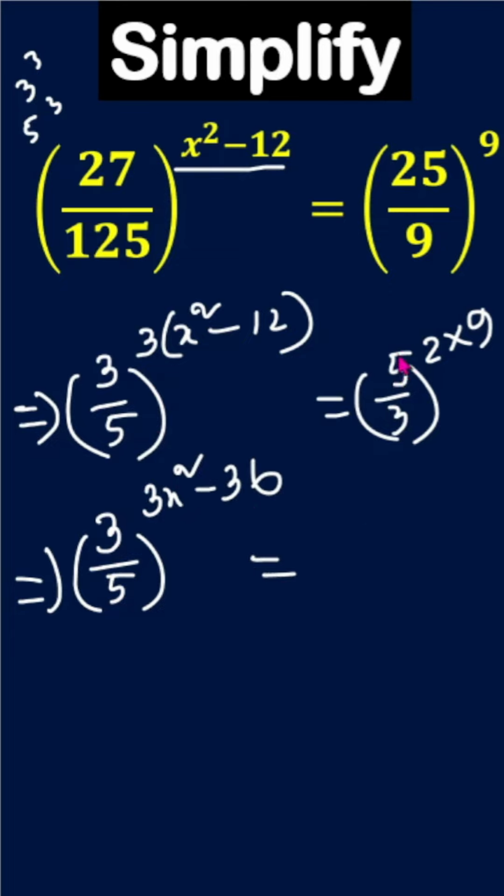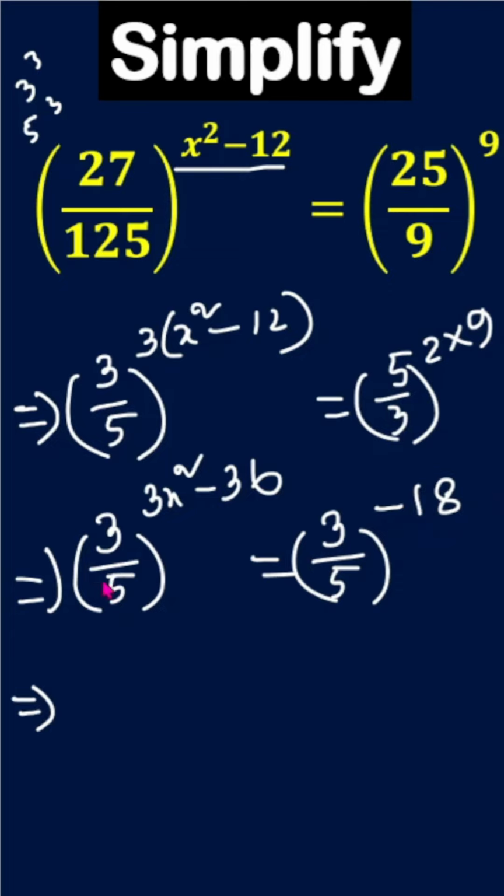equals to. So here it is 5 by 3, but here we need 3 by 5. So as per the negative exponent we can write (3/5), and here 2 times 9 is 18, so this is minus 18. Okay, as per the negative exponent.